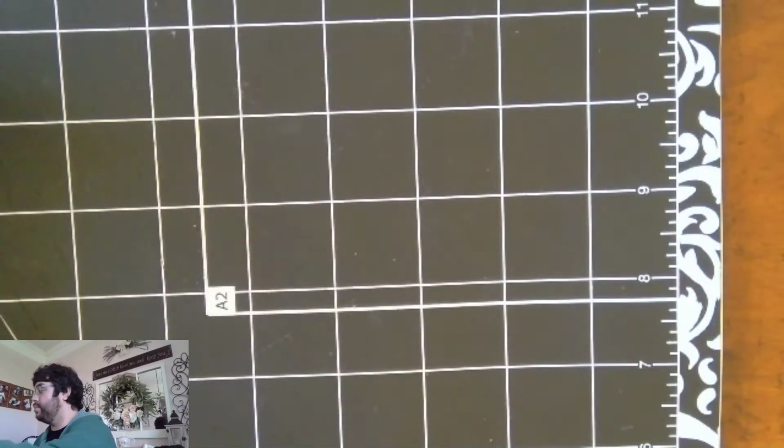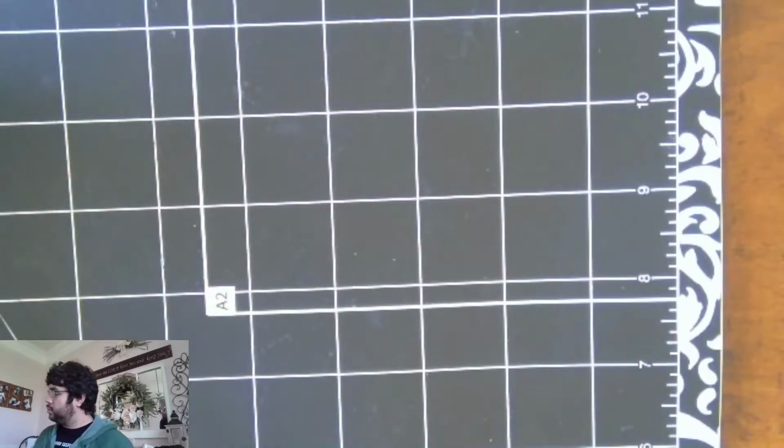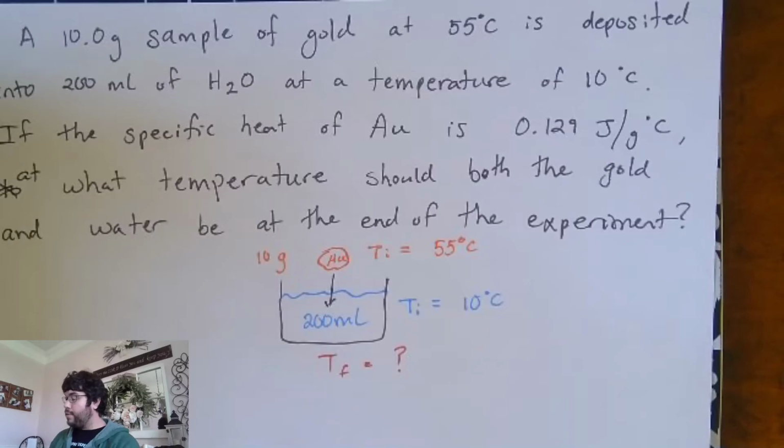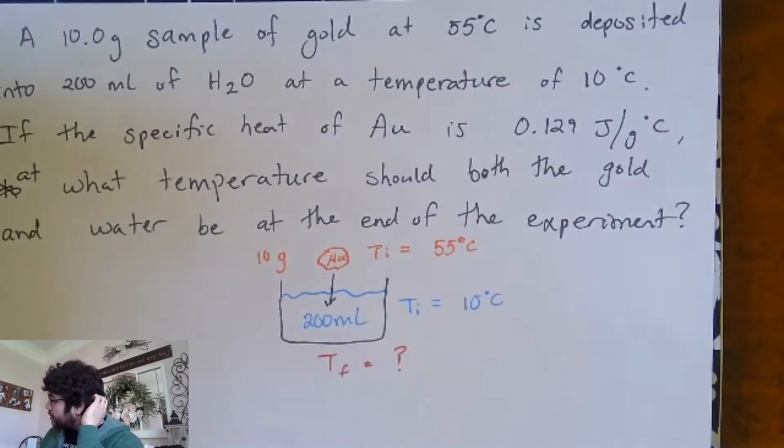All right, next question. A 10-gram sample of gold at 55 degrees Celsius is deposited into 200 milliliters of H2O at a temperature of 10 degrees Celsius. If the specific heat of gold is 0.129 joules per gram Celsius, at what temperature should both the gold and water be at the end of the experiment?